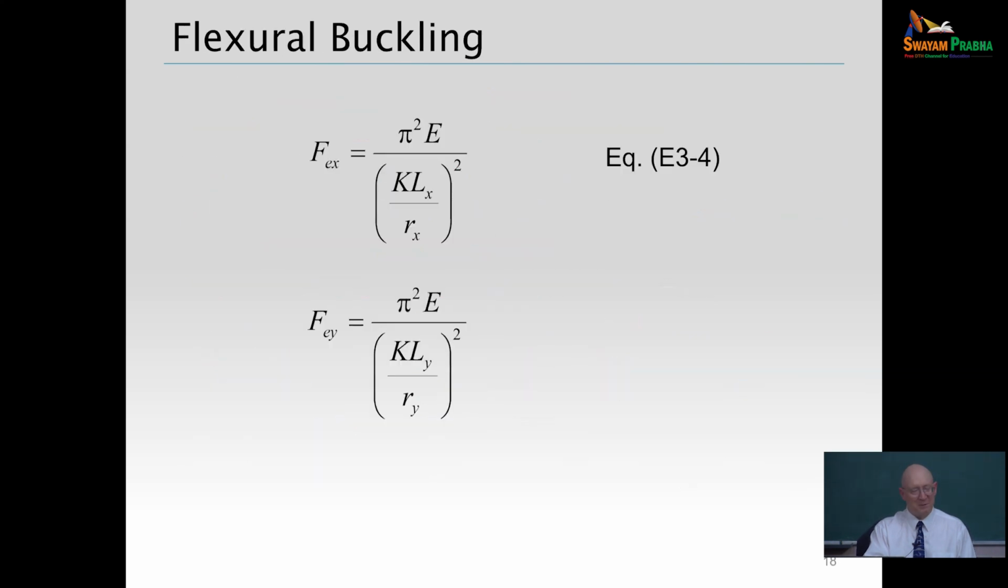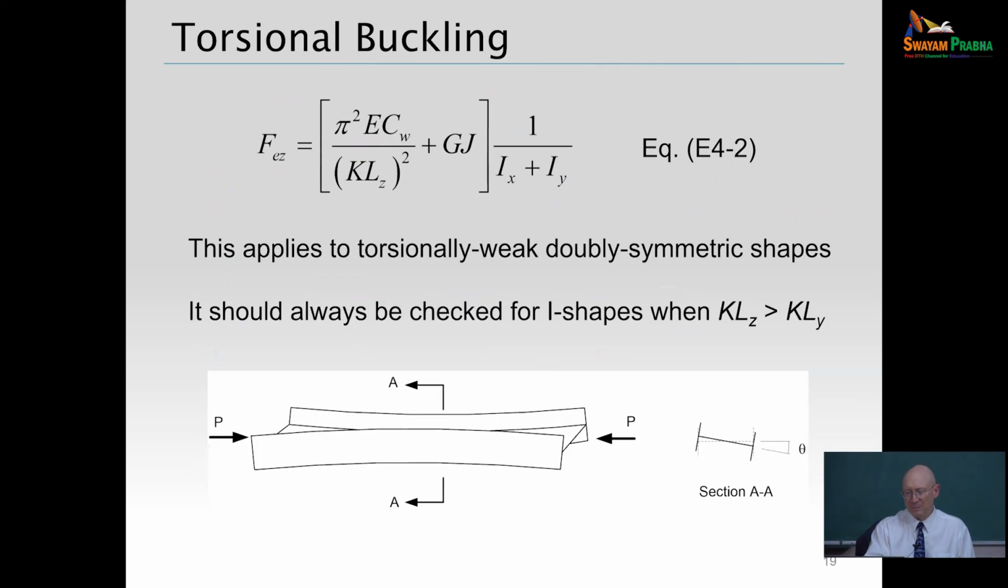So here are the obvious equations for flexural buckling. So this is all in section E3 of the AISC 360 standard. Here's the equation for torsional buckling. That shows up in section E4 of the standard.